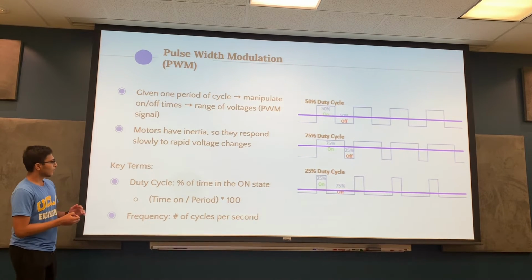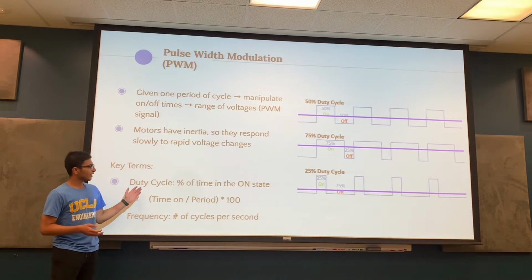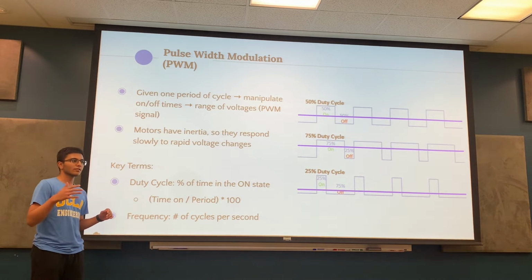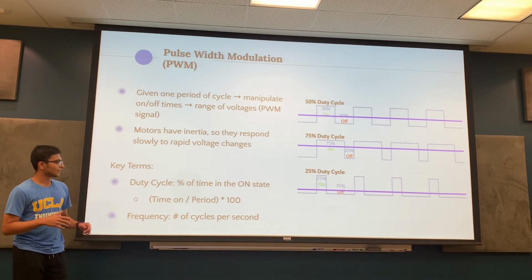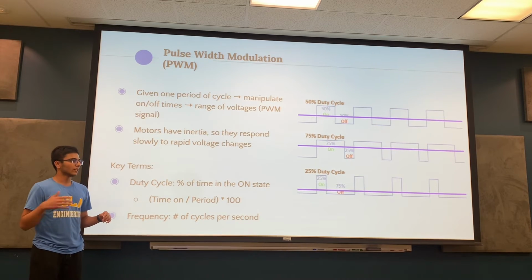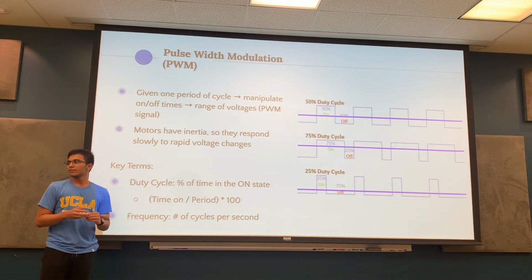To go over some key terms that you might need, the duty cycle is the percent of time in which you're sending the on signal to the motor, and the frequency is the number of cycles, or the number of on and offs you have, in every second. Does anyone have any questions about this?